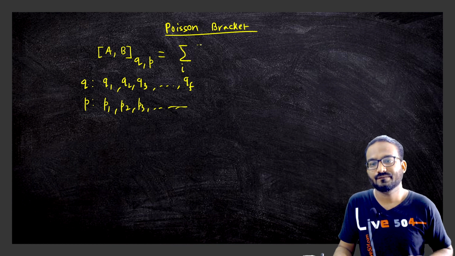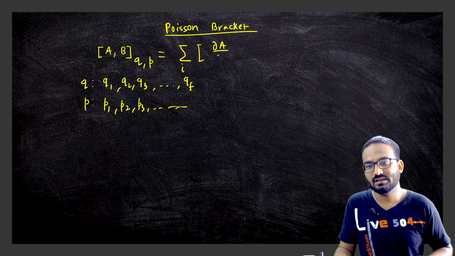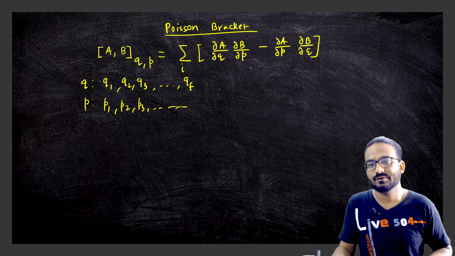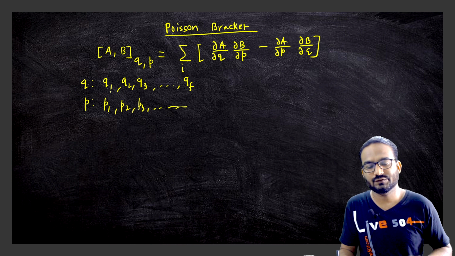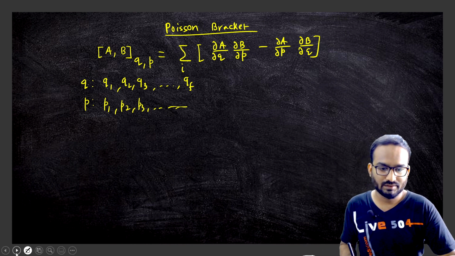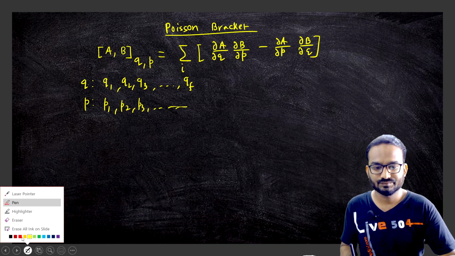Sum over i, the formula is del A upon del Q, del B upon del P, minus del A upon del P, del B upon del Q. And whatever coordinates you have, your sum will go on like this. Now I hope you have understood this one.